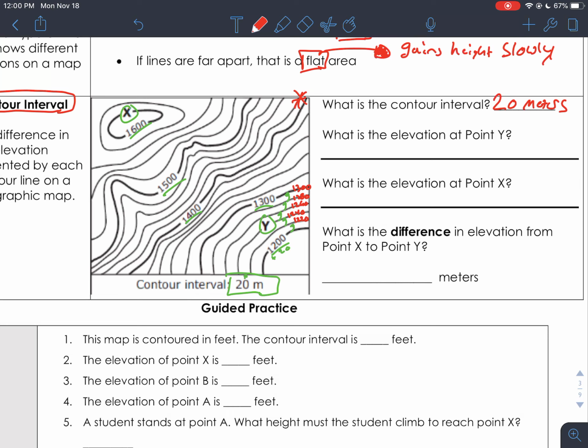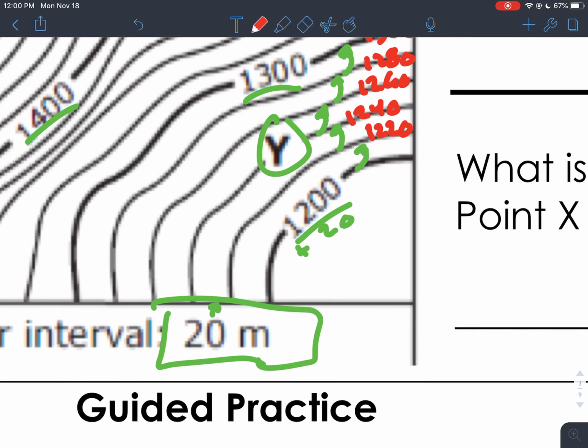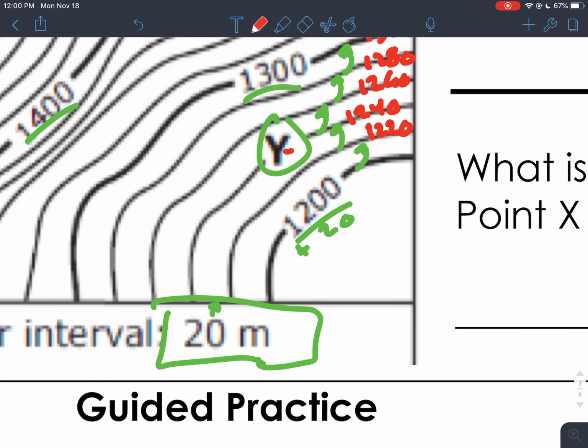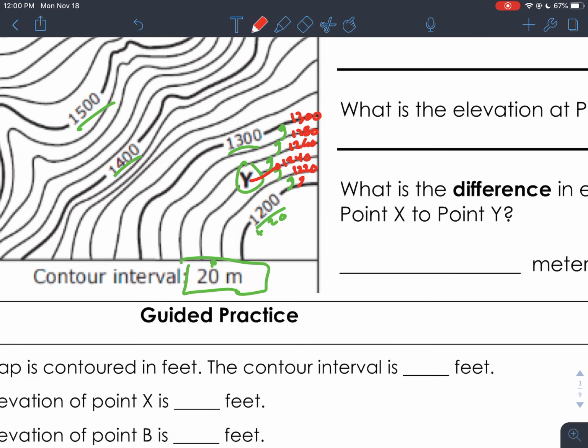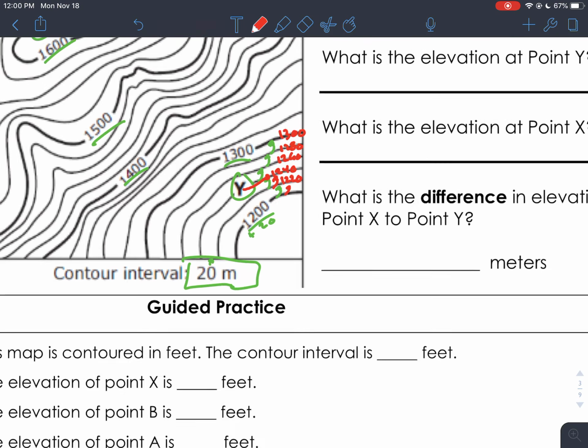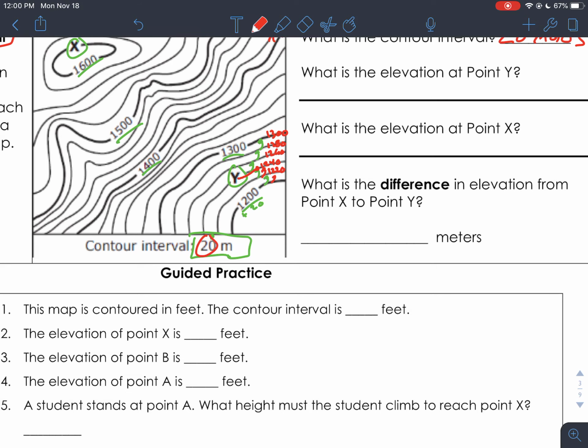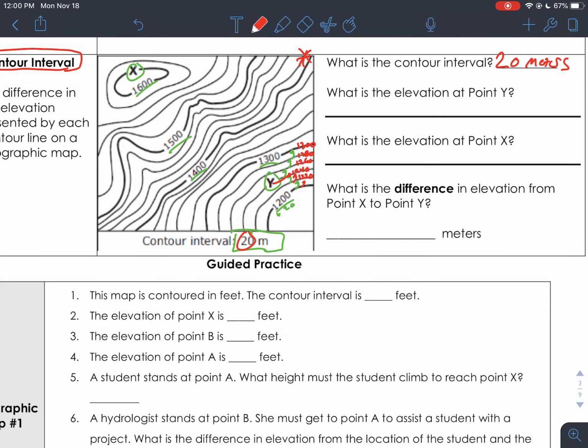Then you have to ask, what is the elevation at point Y? So I'm going to zoom in. I know you can't zoom in on your paper, but point Y, right here, if we trace over to where we labeled, it's at 1,240 meters because it's 2 lines above our base point, and each line is worth 20 meters. So at point Y, our elevation is 1,240 meters.